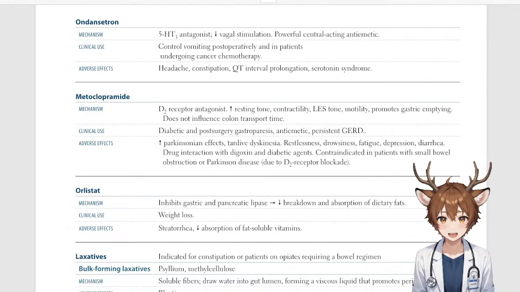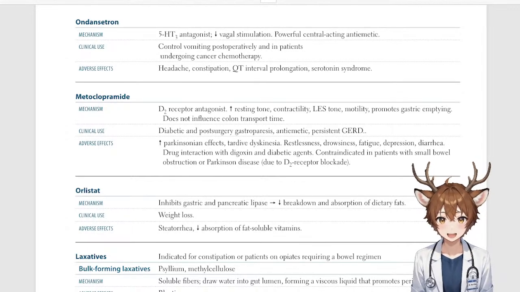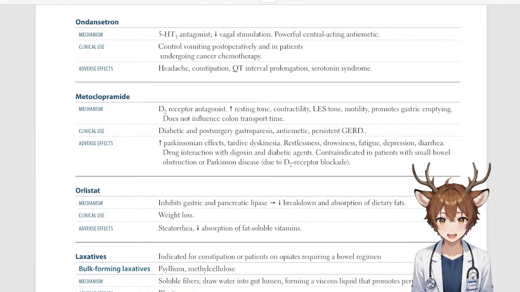So your book goes into ondansetron. I'm going to go into antiemetics. So we're talking about some of the same stuff. Antiemetics all act in the chemoreceptor trigger zone of the area postrema. The drug, mechanism, clinical use, and adverse effects.